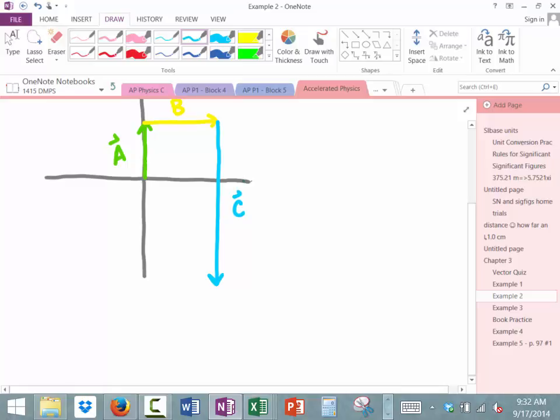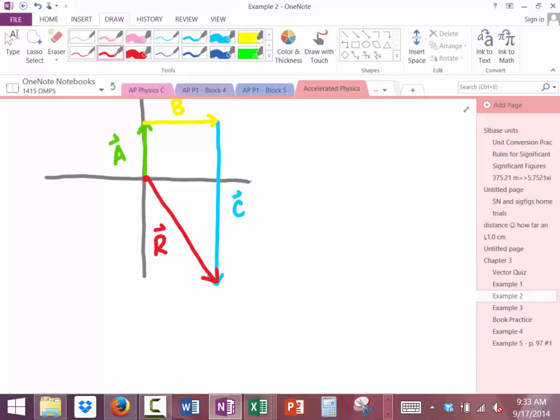Then the next thing I need to do is to draw the resultant vector. It's going to start from the tail of the first and go to the head of the last. Okay. I'm going to call it R. You can call it whatever you want as long as it's clear what you're doing. Now, this resultant vector, you figure out the magnitude and direction of it.